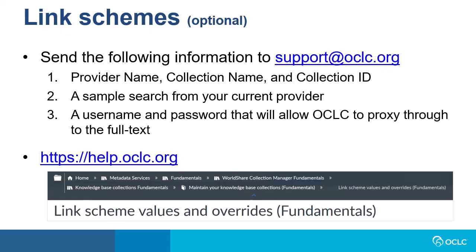The link scheme value informs the WorldCat knowledge base on how to construct article links for a particular record or set of records. With new knowledge-based collections that you create, link schemes are needed to resolve to full text for articles. OCLC will try to create link schemes for new knowledge-based collections you create. Email OCLC support with the information on the screen to get started.